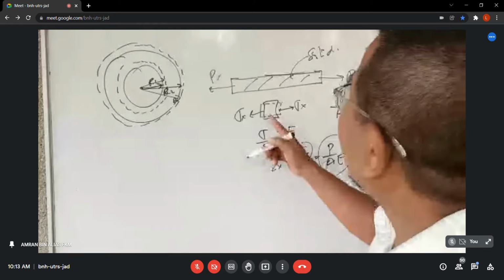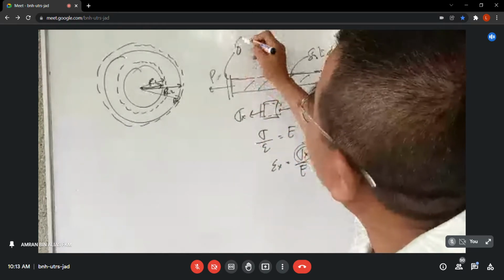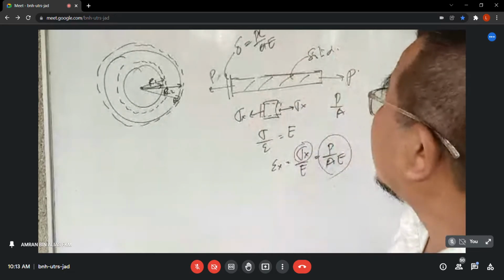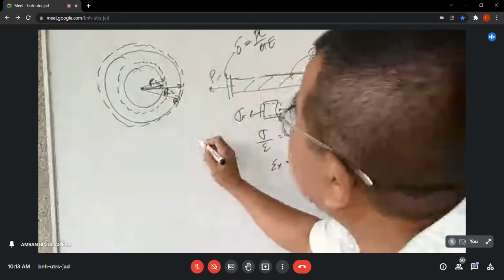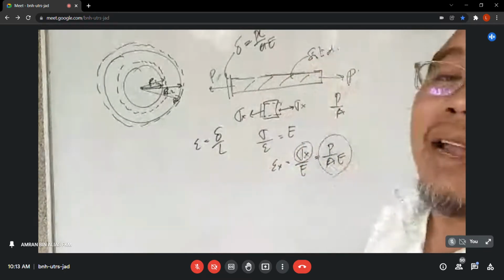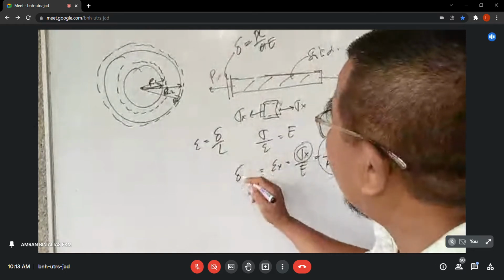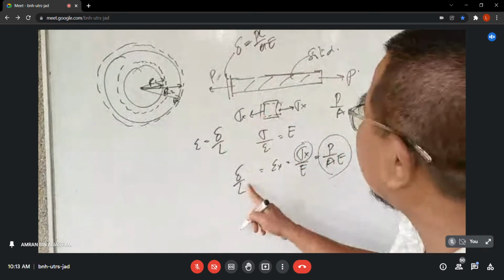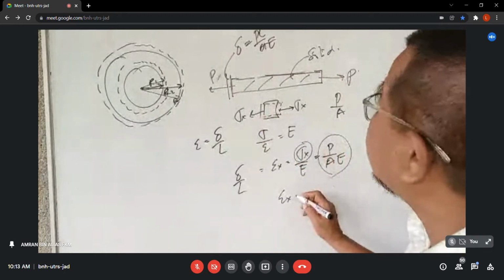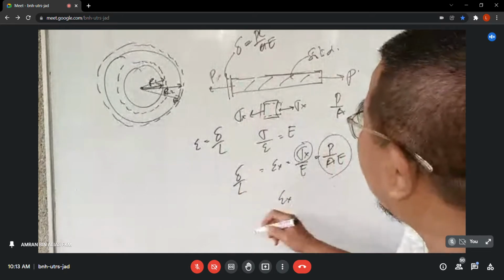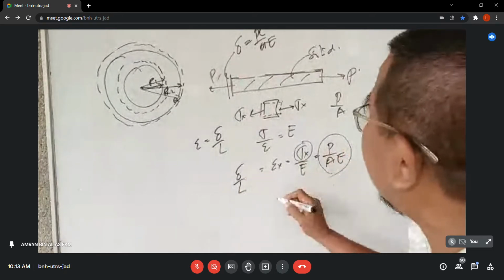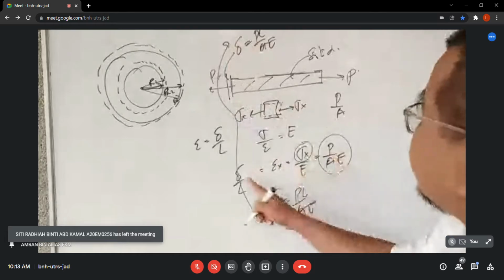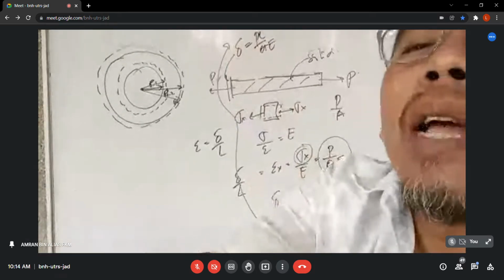And then we also know that delta is equal to PL over AE, right? So we also know the strain is equal to delta over the original length, right? This is delta, the elongation, over the original length. So we put here, we got back E, okay? Delta is equal to PL over AE. So we go back to that equation. Are you with me there?